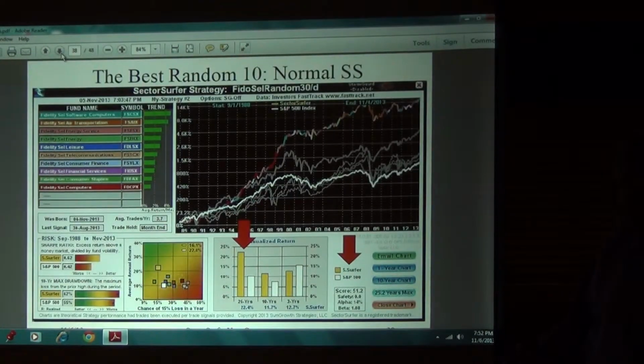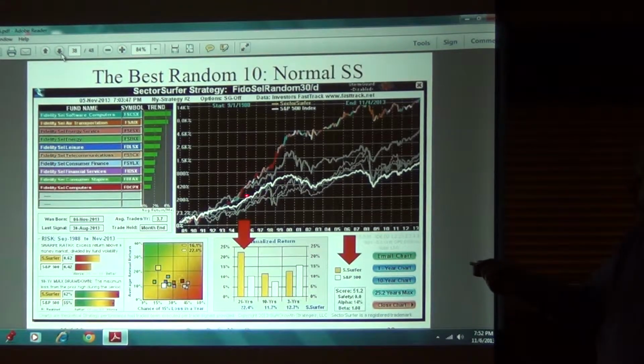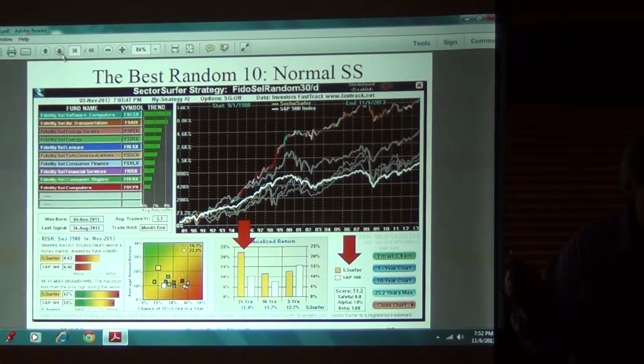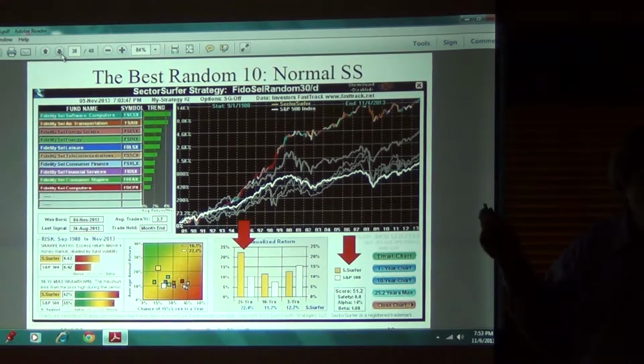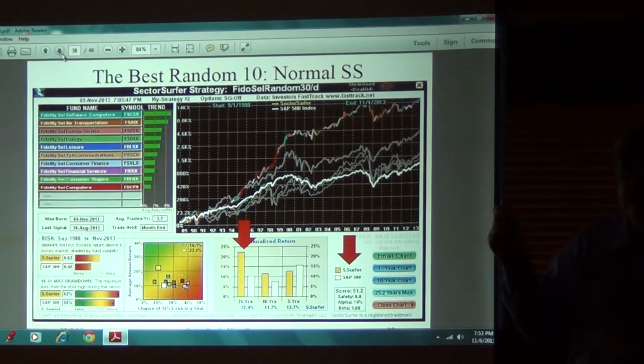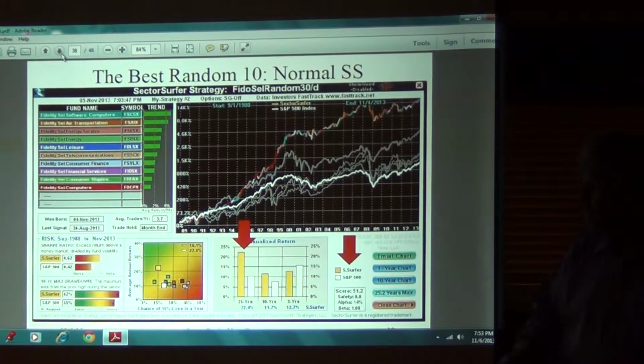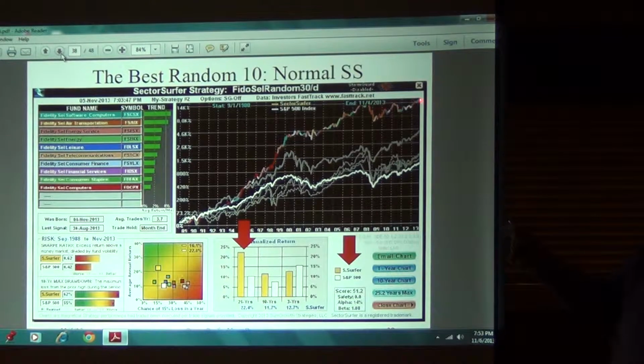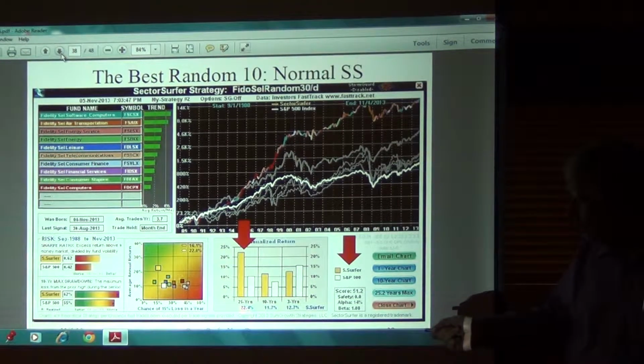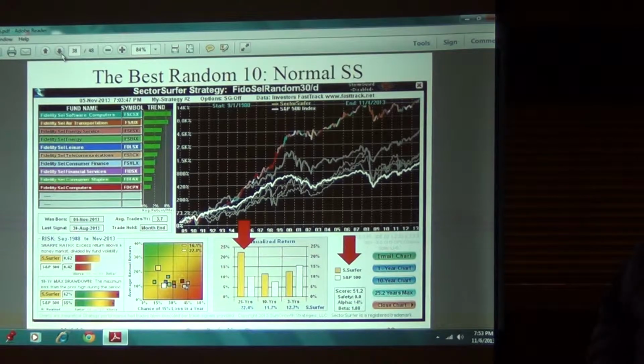All right, so here's the SectorSurfer result for the best 10 funds. A friend, a guy named John Nicholas, for those of you who know him, did this same exercise, and he sampled 2,000. What you're looking at here is the best set of 10 funds out of 2,000. This is the painted path that I mentioned earlier, and you're getting a really nice number, 22.4%, and the score is 51.